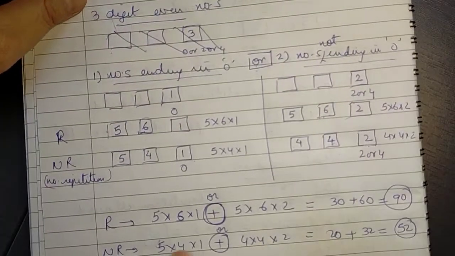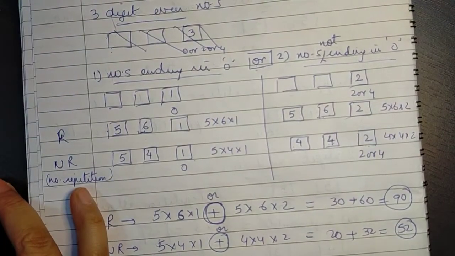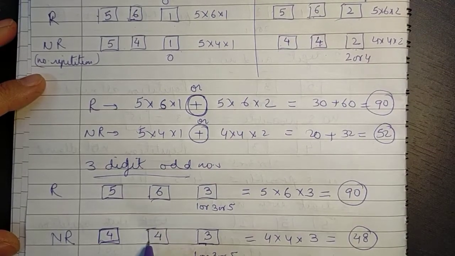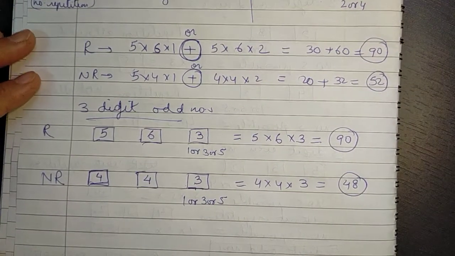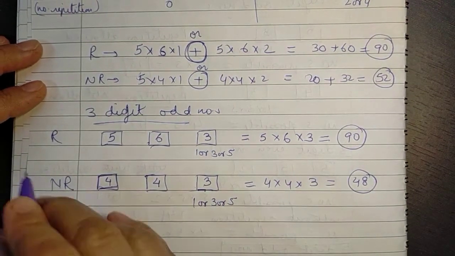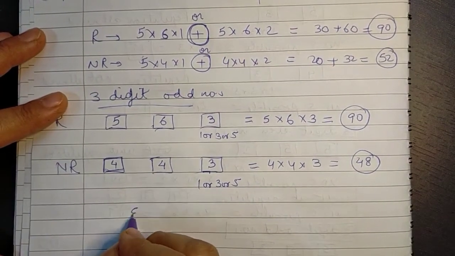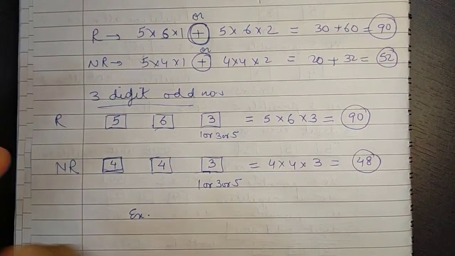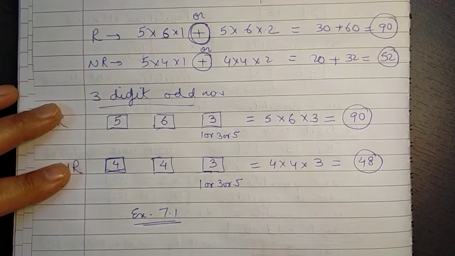So these are the various kinds of questions which can be asked and which can be easily solved using the fundamental principle of counting, and using this you can easily solve exercise 7.1. Okay, thank you.